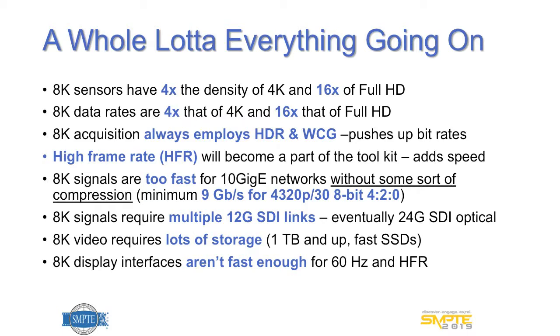And, of course, the display interfaces aren't fast enough. I'm a chronic complainer about this, but even though we do have a display in there running HDMI 2.0, it's running at about 24 gigabits a second. So if I want to do 60 frame, 4320p, 10-bit, I need to be running at 48 gigabits a second. And to my knowledge, there is no TV or monitor capable of sustaining that bus speed to drive the television.